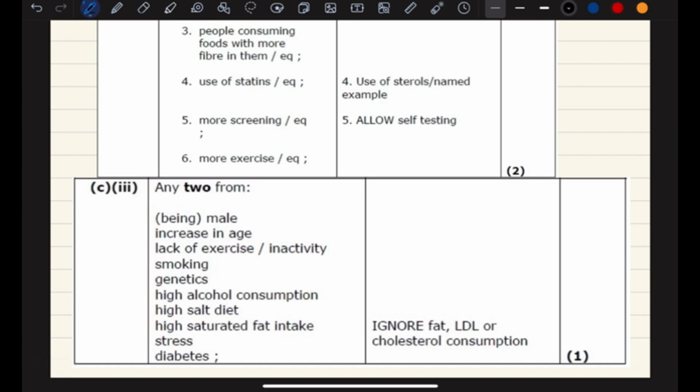Then finally, risk of CVD, cannot emphasize this enough. You just need to know them. Yeah, you just need to know them. Being male, older age, lack of exercise, smoking, genetics, high alcohol, high salt, high saturated fats, stress, diabetes. Literally, memorize like 3 or 4 of them. You'll be able to mention them in the exam. That's how you'll approach a question like that.